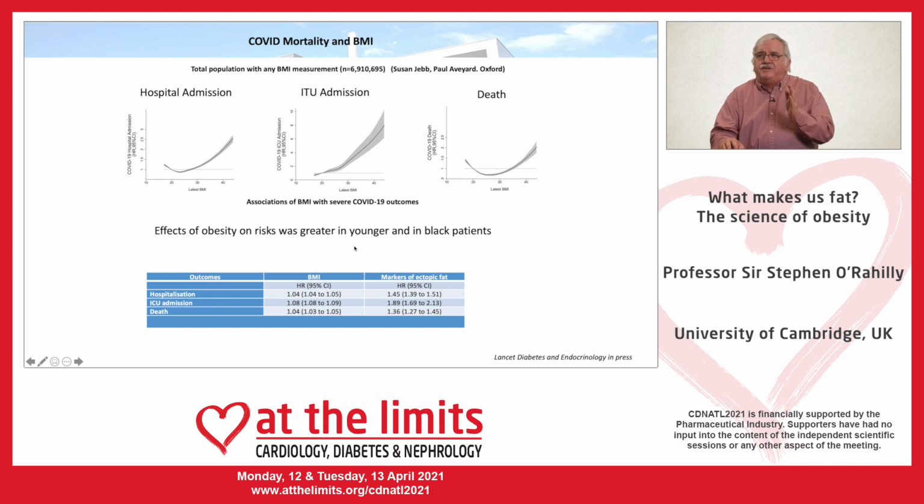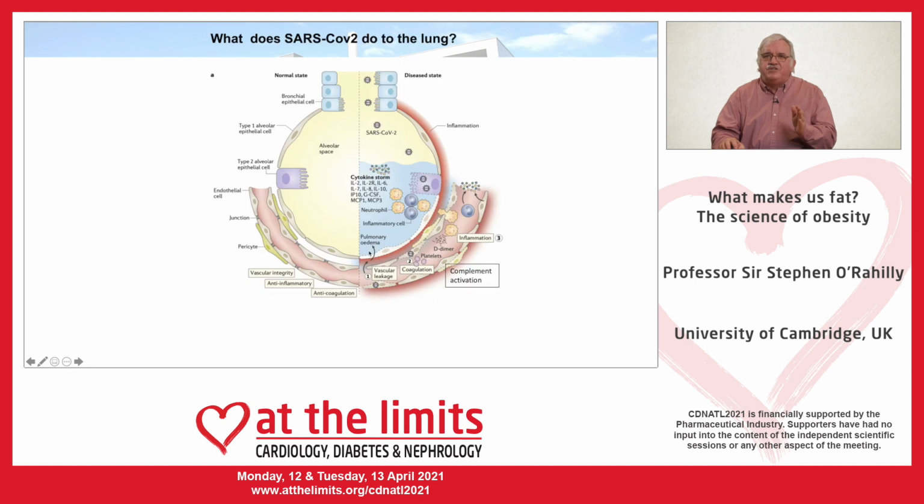But if you take obese people who have markers of the metabolic syndrome, pre-diabetes, fatty liver, etc., they have much stronger associations. So it's not just the mass of adipose tissue itself, it's the metabolic complications of adipose tissue that seem to be really predisposing to these adverse events. How might that be happening in COVID?